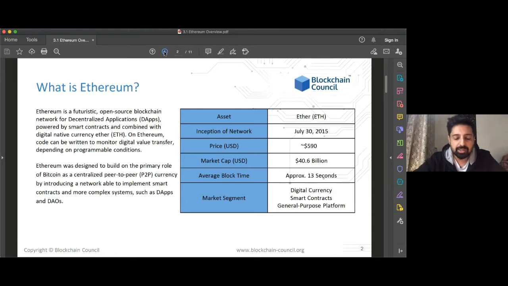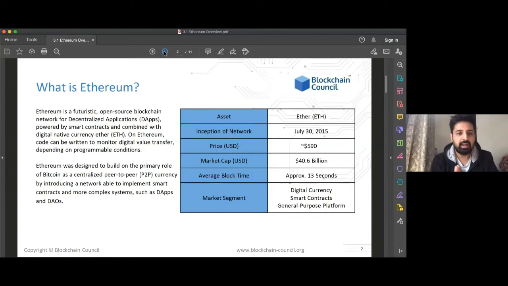Now, when I use the term trustless, what do I mean by trustless? Instead of trusting the people, instead of relying on the people, you trust the network. You trust the network of nodes. You trust the cryptographic algorithms that are running out there in the network.